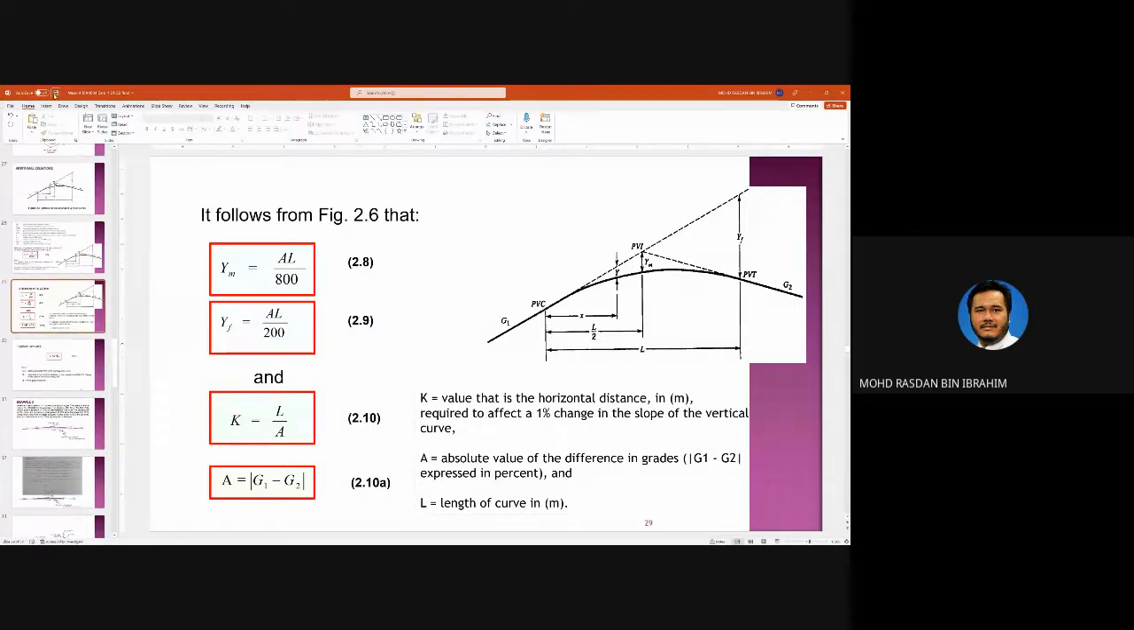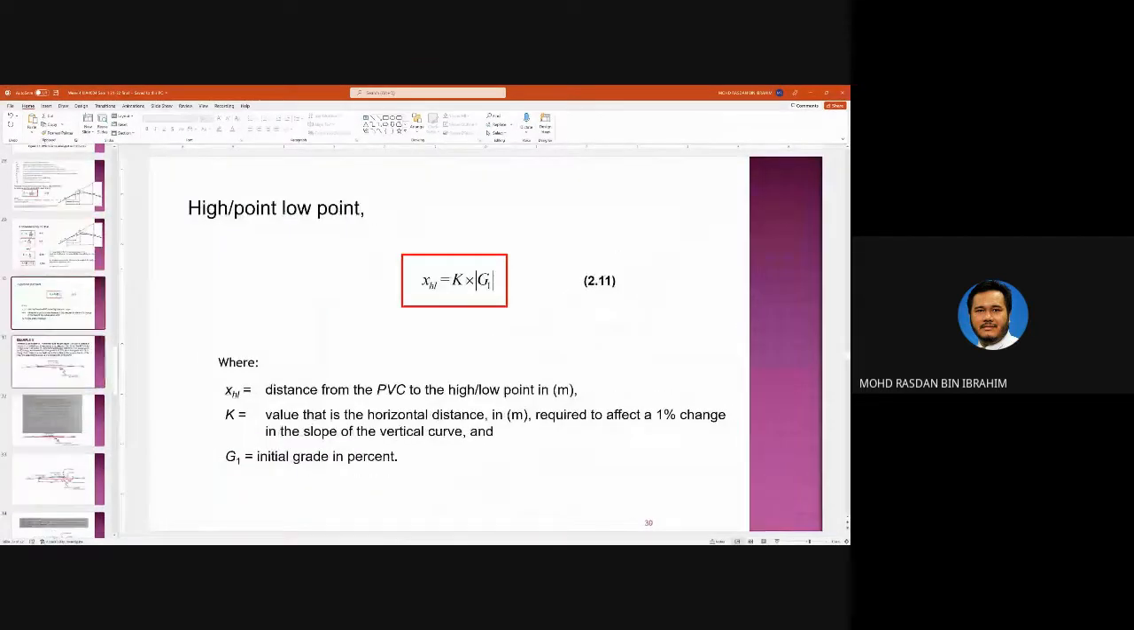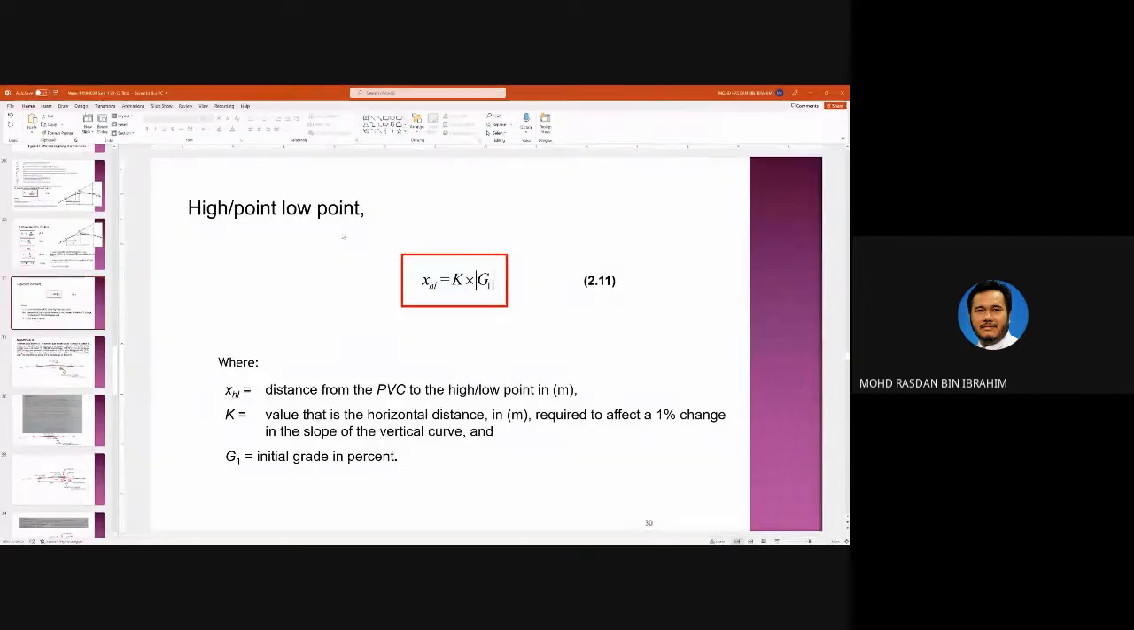Okay, one last formula is the high and low point. High and low point is equal to G2 minus the absolute value of G1. This is used to calculate the highest point or the lowest point. This is an alternative way, additional formulas.